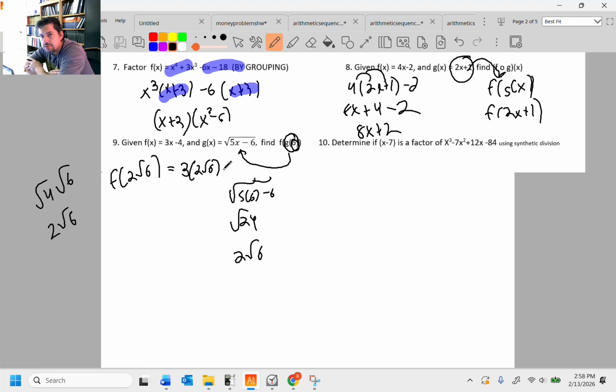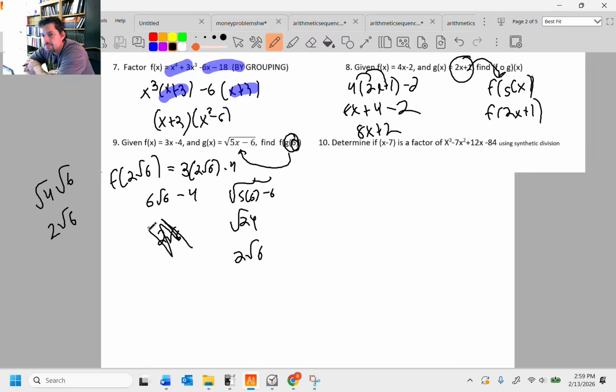3 times 2 root 6, 6 root 6. I had kids tell me that the next line, they actually wrote this, and then they said it was 2 root 6. Those ain't alike, kids. One of them's got a radical. You can't take an apple and an orange and tell me you got 2 oranges. You don't. You got fruit. Here you got numbers.